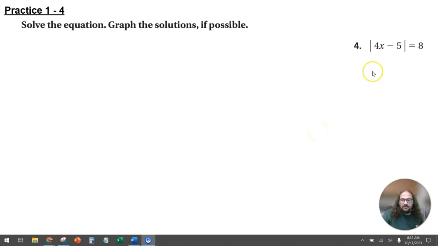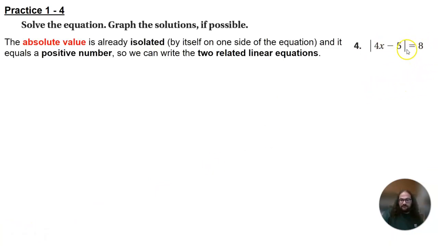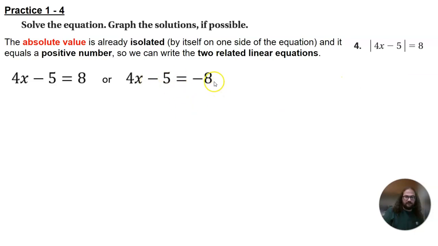All right. Number 4, we got the absolute value of 4x minus 5 equals 8. We've got the absolute value all isolated, and it's equal to a positive number, so we can rewrite this as our two related linear equations. So we got the inside equal to 8, so 4x minus 5 equals 8, or the inside equals negative 8. 4x minus 5 equals negative 8.